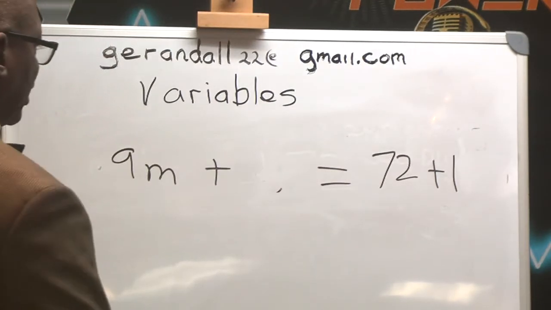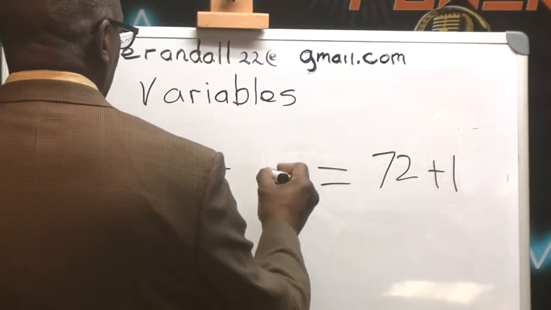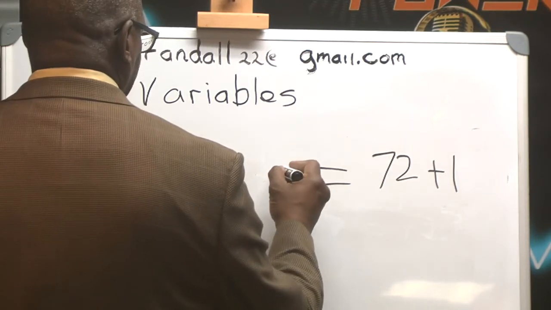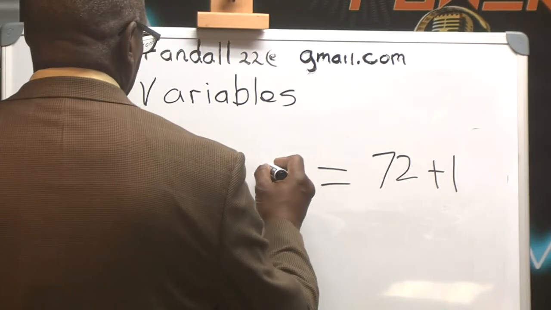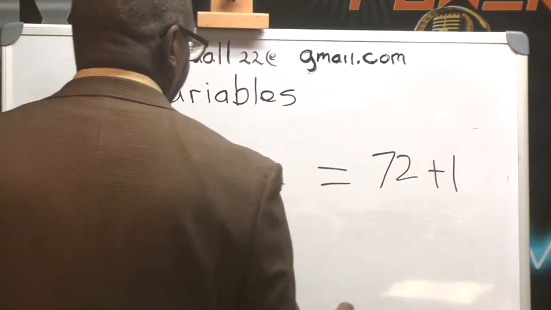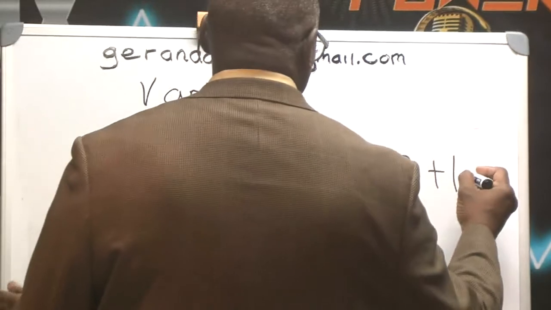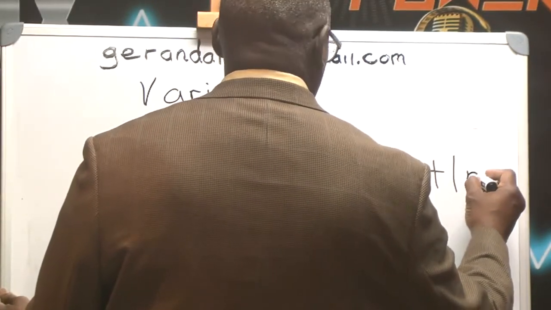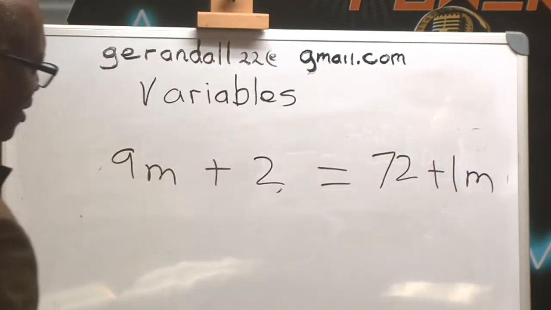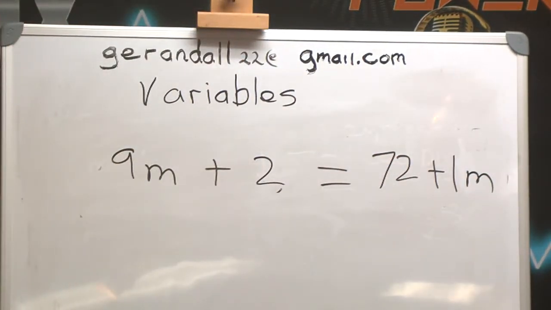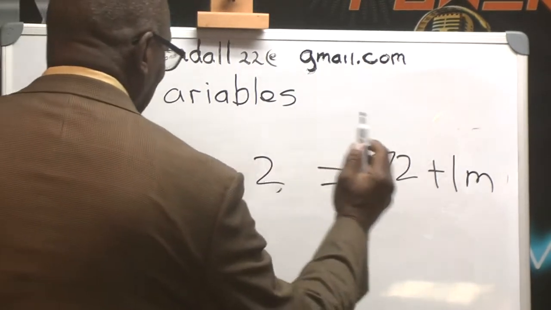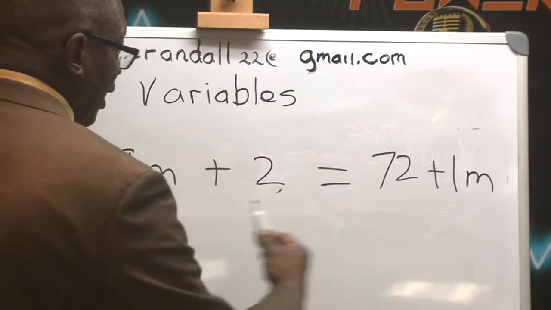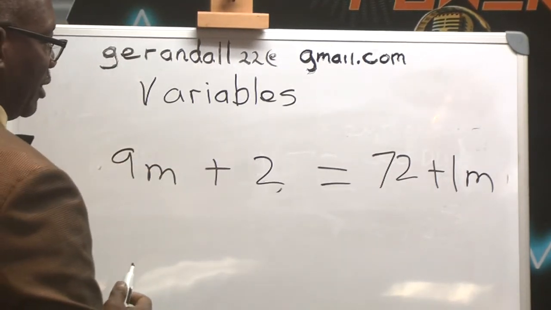Because that's where we're going. Next time we'll be looking at some algebraic expressions. But we're going to do this. We're going to make this a 2, and this just m, 1m. And you've heard me say before, whatever you do to one side of the equal sign, you must do to the other side, because the original equation would have to be equal.